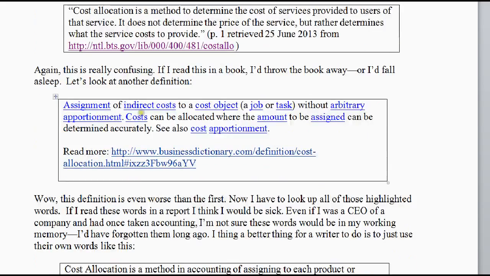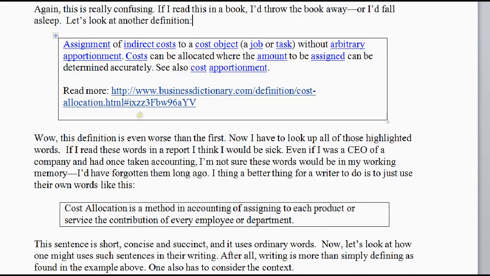Let's look at another definition. Assignment of indirect costs or cost objects without arbitrary apportionment. Costs can be allocated where the amount to be assigned can be determined accurately. Wow, this definition is even worse than the first. Now I have to look up all those highlighted words. If I read these words in a report, I think I'd be sick.